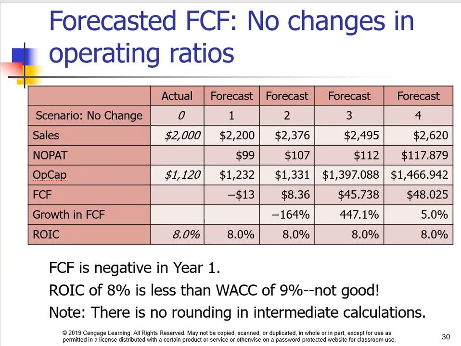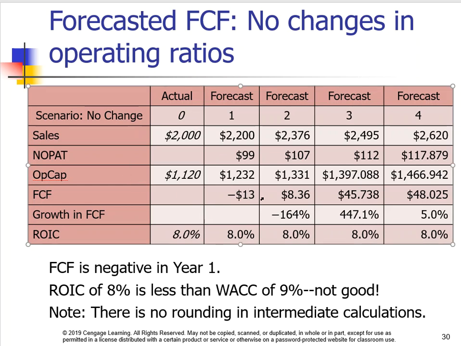So if we look at some numbers here. So we started at time 0. Now the assumption always in finance is that time 0 has happened. And so time 0 is not part of the forecast, but we need it here because we need this number. So here's our sales growing at the rates that we specified in the assumptions. Here's our NOPATs that are 4.5%. Here's our operating capital that is 56% of sales.